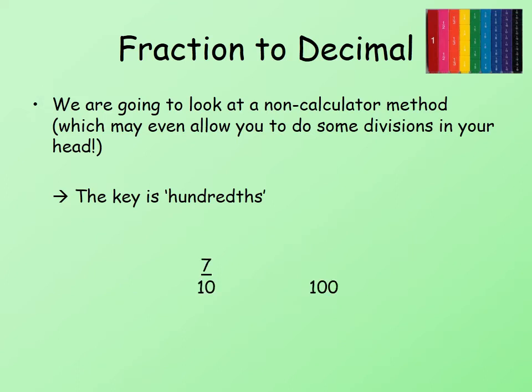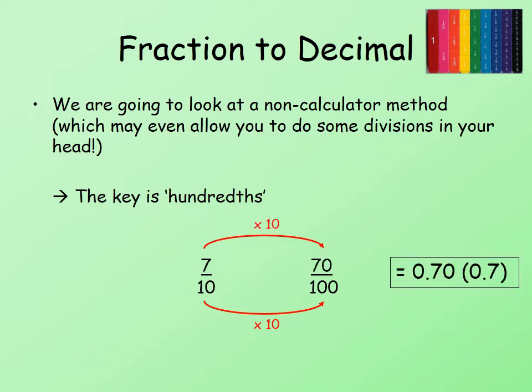Okay, so another example. The denominator this time is 10. So what did we do to the 10 to get 100? We times it by 10, so we must do the same to the top number. So 10 times 7 of course is 70. So we can either write it as 0.70 or we can write it as 0.7.